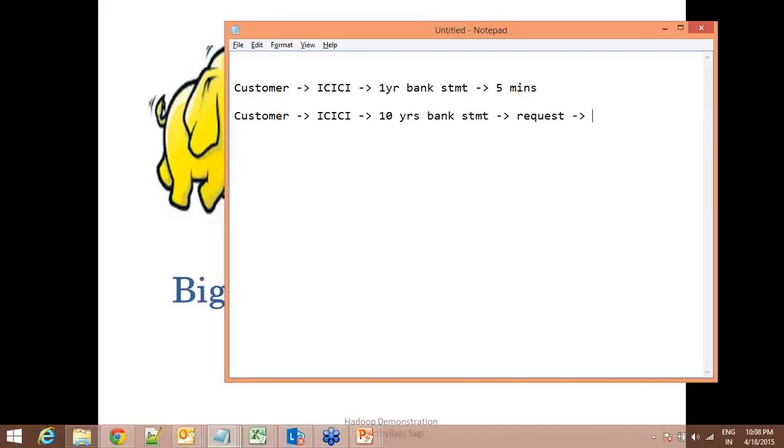When a customer requested a 1 year statement, this person could provide it immediately. When the same customer requested a 10 year statement, or 15 or 20 years, whatever it is, why can't he provide it immediately? Why is he raising a request to the backend system, and why is it a time-taking process?